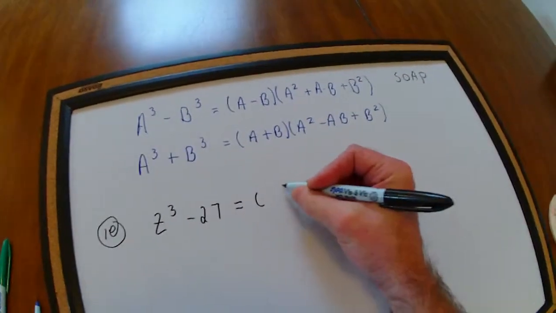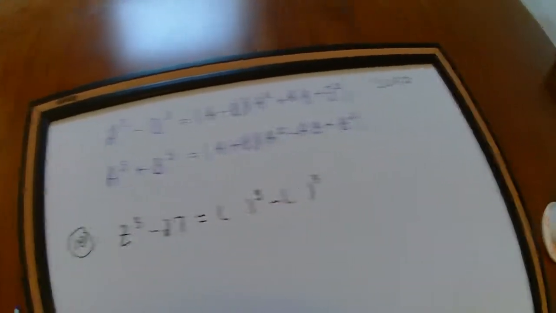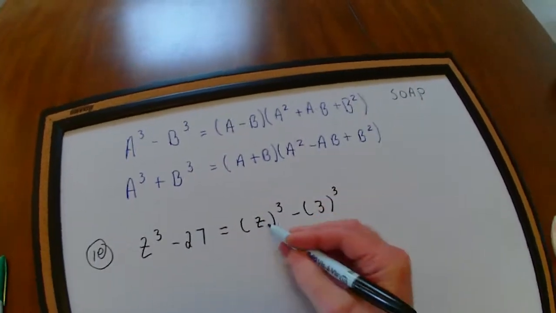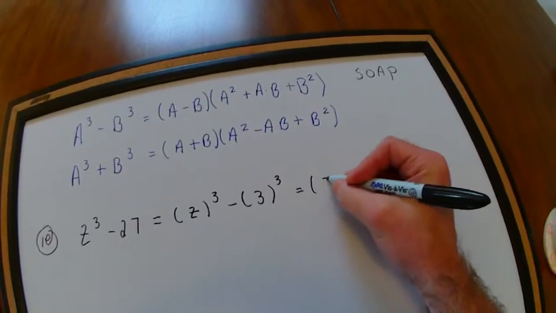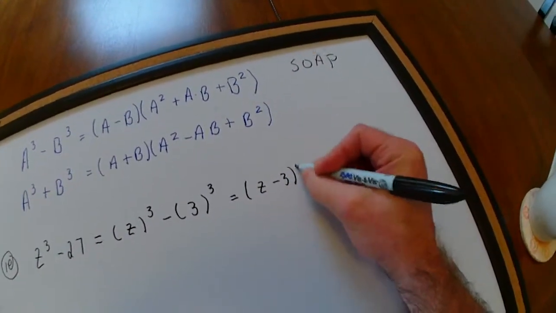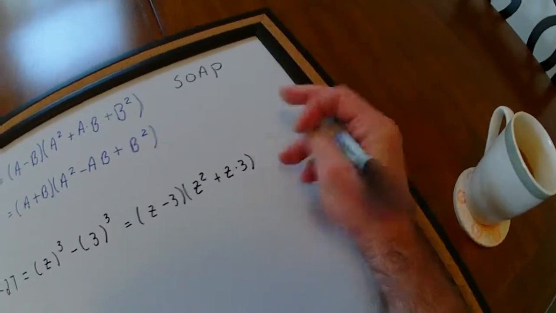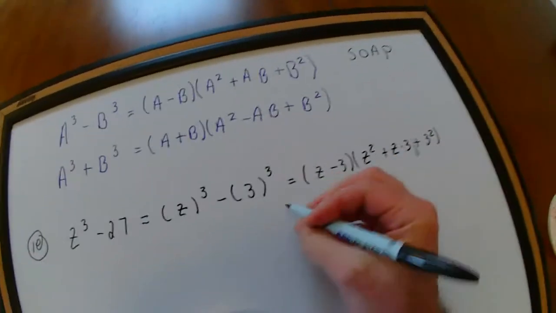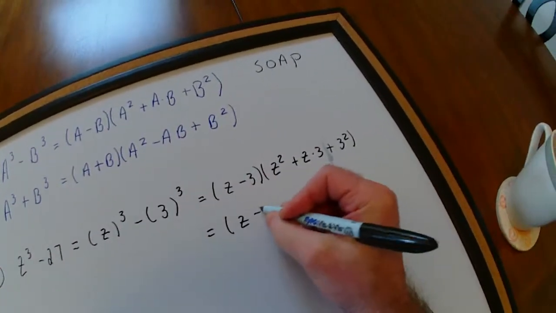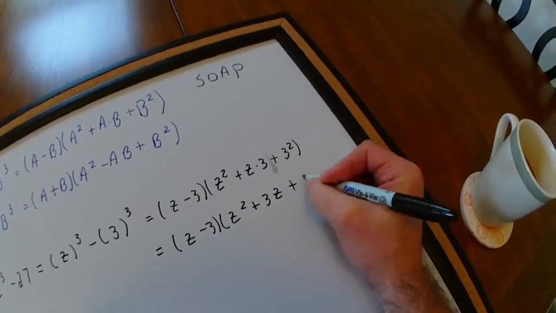Okay, so for our first example, suppose we were given z cubed minus 27. So the first thing I ask myself is, can I write this as a cubed minus b cubed? So what cubed is 27? Well, 3. 3 times 3 times 3 is 27, then of course z. So this is like our a and our b, so we're going to apply the first formula up there. So it's going to be z minus 3 times z squared plus z times 3, plus 3 squared. And then we can simplify that as z minus 3, z squared plus 3z plus 9.